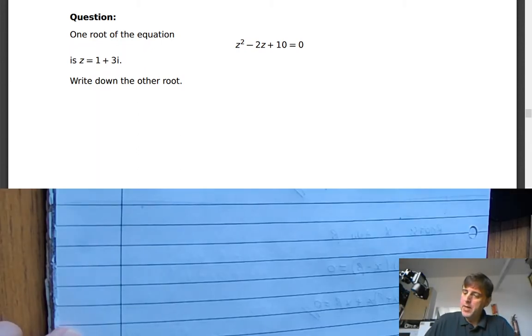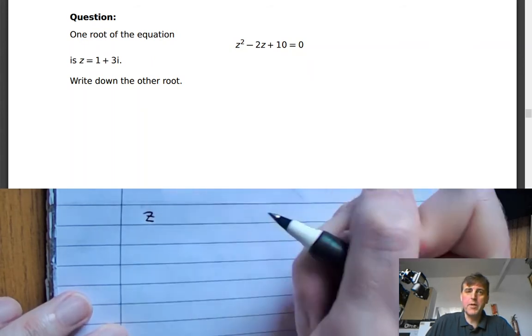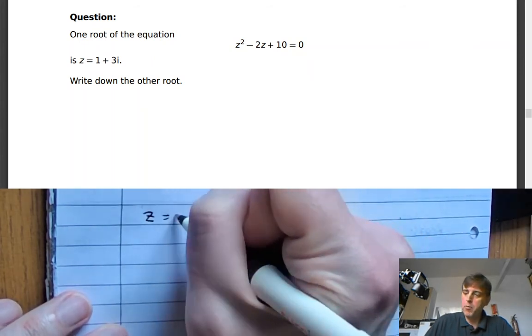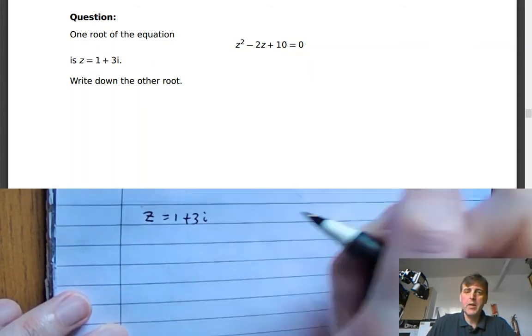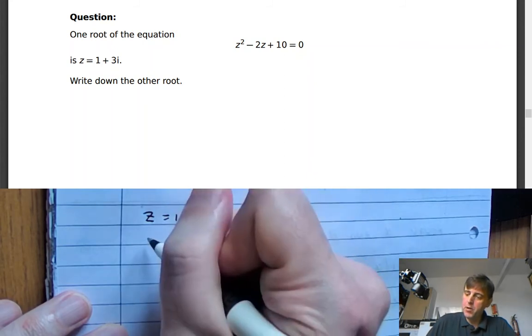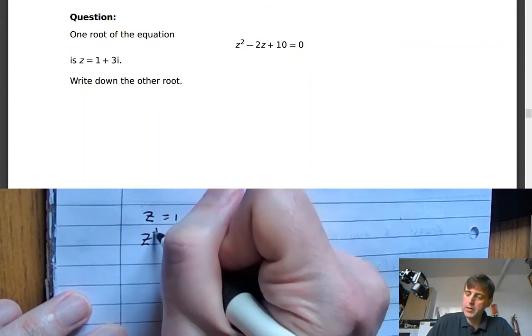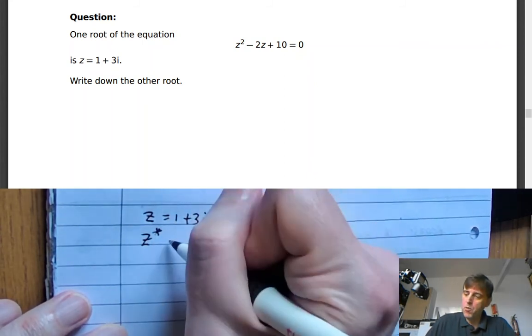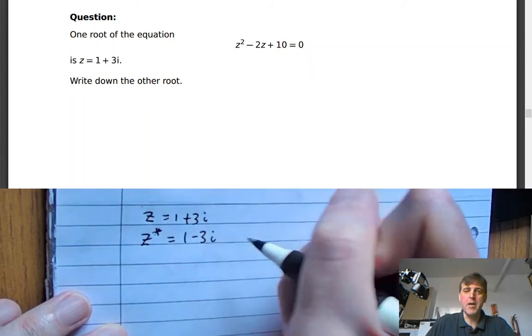Okay, so did you get this one here? If one of the roots is z, which is 1 plus 3i, then the other root must be the conjugate. Remember the notation here, z star, and that's going to be 1 minus 3i.